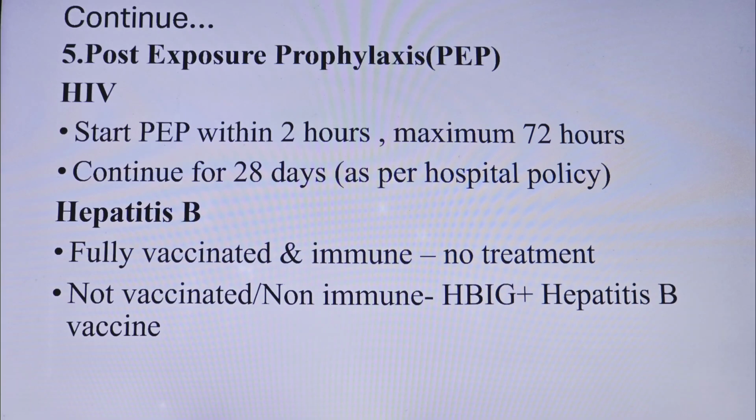Fifth one is post-exposure prophylaxis, that is PEP. If the source is HIV positive, then start PEP within 2 hours, maximum 72 hours, and continue for 28 days or as per the hospital policy. If the source is positive for hepatitis B, then if the exposed person is fully vaccinated and immune, no treatment is required. If the person is non-vaccinated or non-immune, then consider giving immunoglobulin and hepatitis B vaccine.